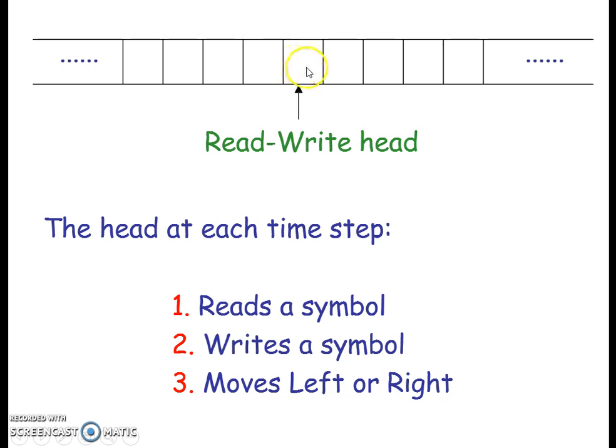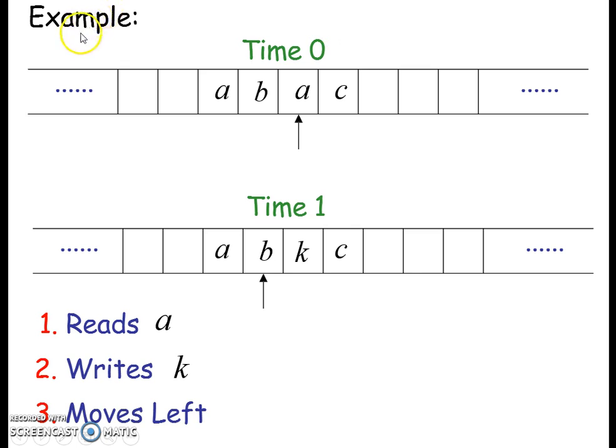For example, if here is a symbol, the first operation is reading or scanning the symbol. The second operation is writing, or updating the symbol with another symbol, and then moving towards the left or towards the right. For example, let us take the string A, B, A, and C. The tape head is pointing towards A. So the first operation reads A. Now A is read by the tape. Second, it writes K. Now A is being updated by K. So now A is not here, but K. Then it moves left, and now the tape head is pointing to the symbol B.